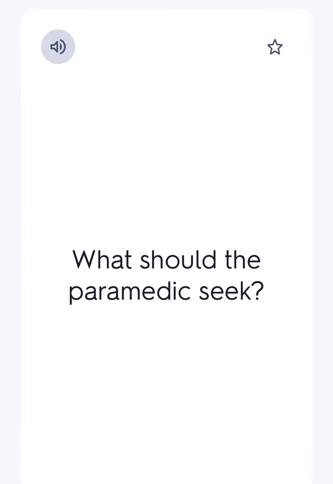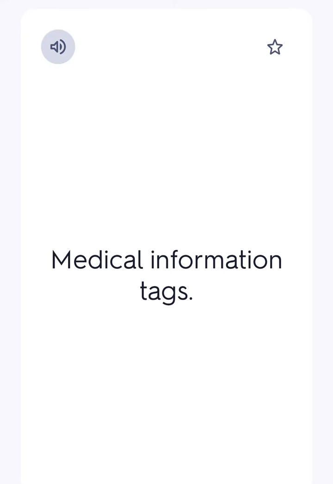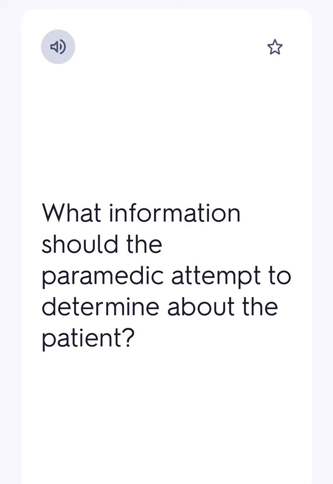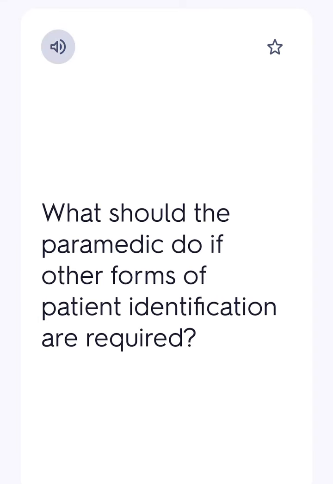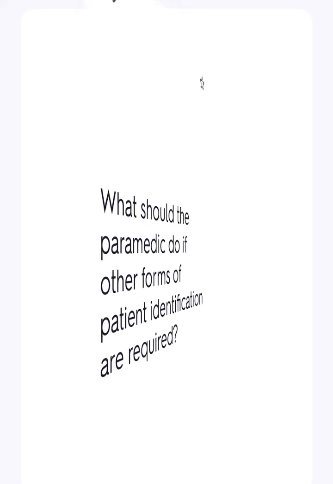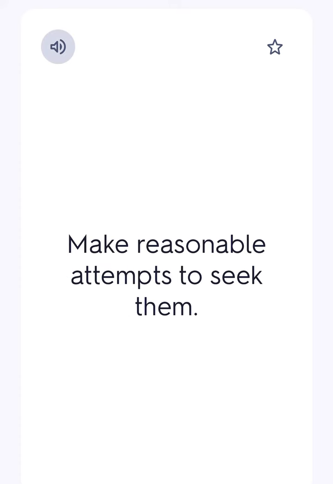What should the paramedic seek? Medical information tags. What information should the paramedic attempt to determine about the patient? Name, sex, age, and weight. What should the paramedic do if other forms of patient identification are required? Make reasonable attempts to seek them.